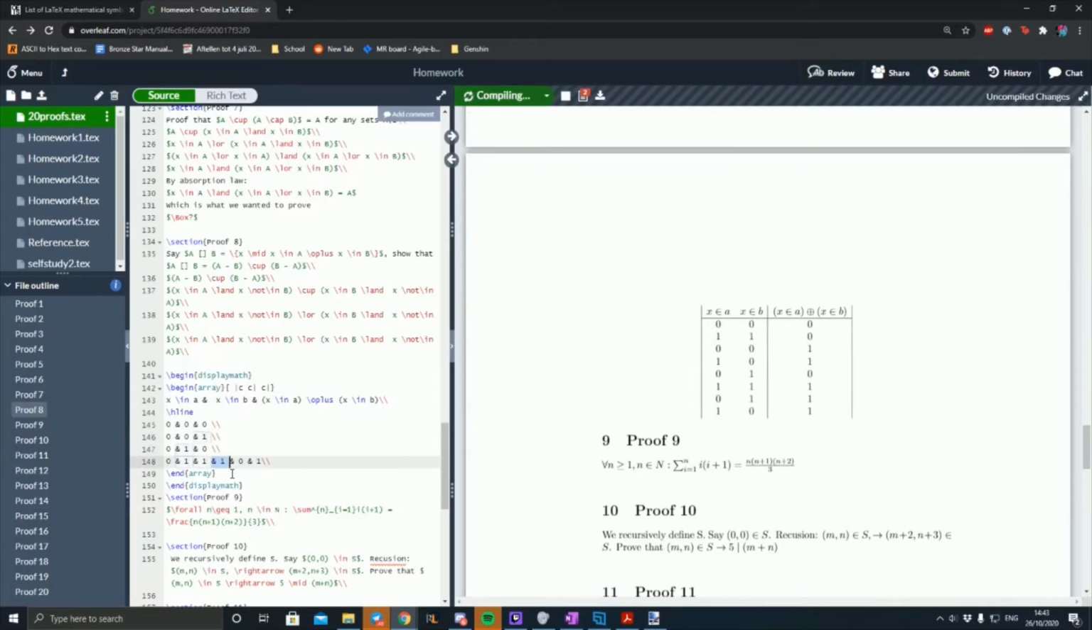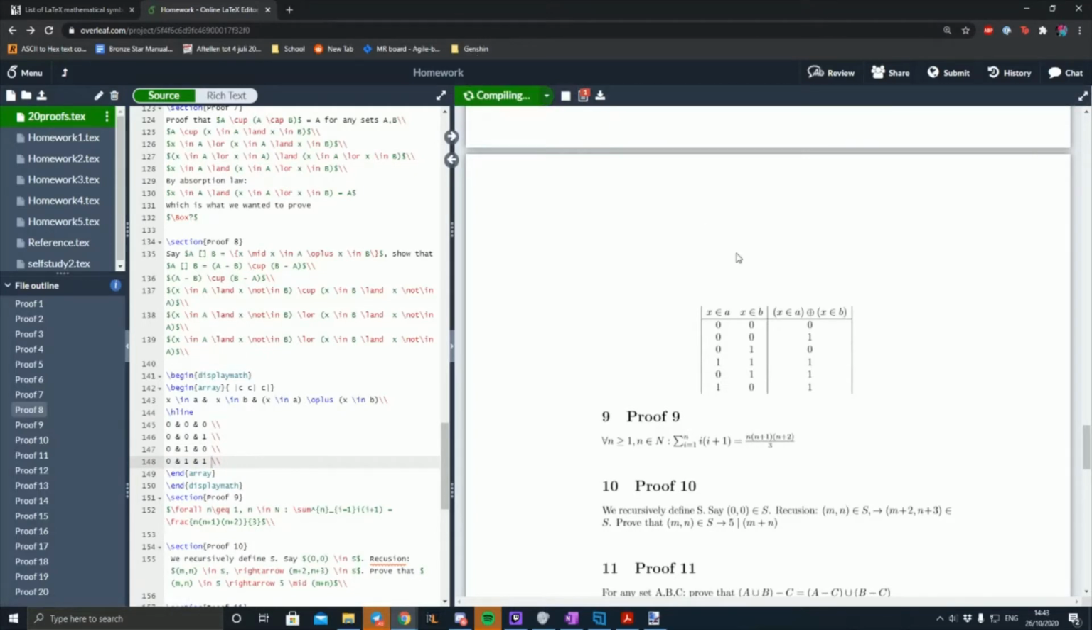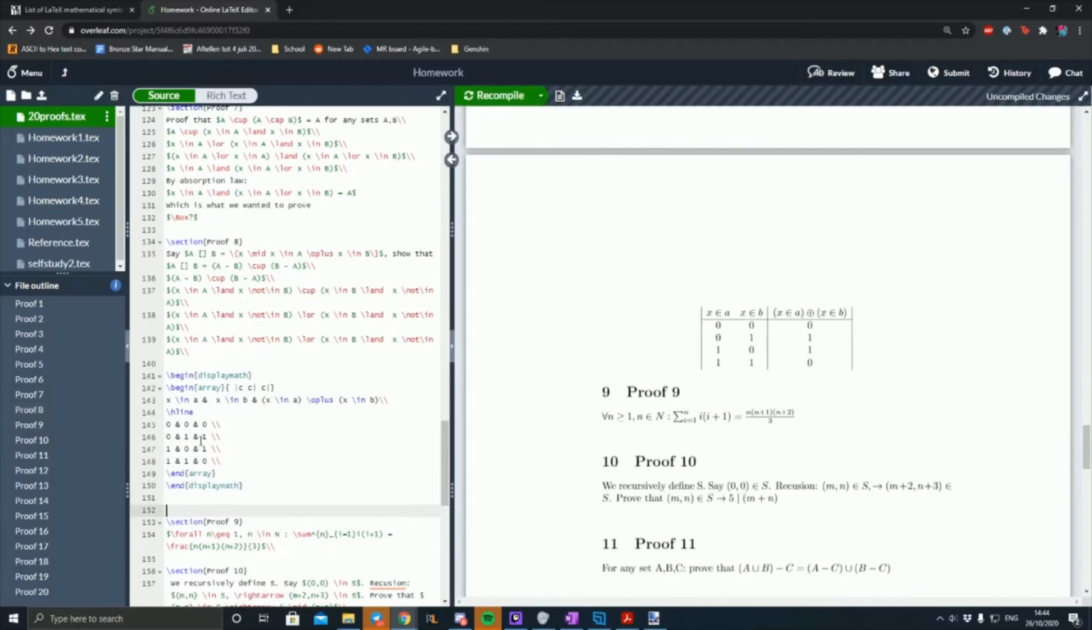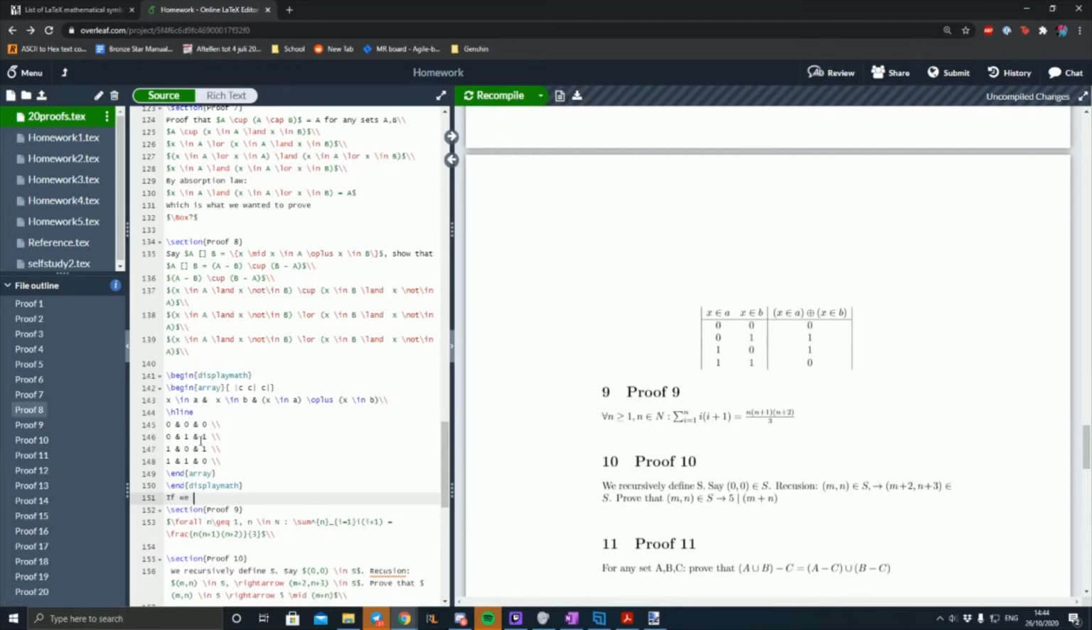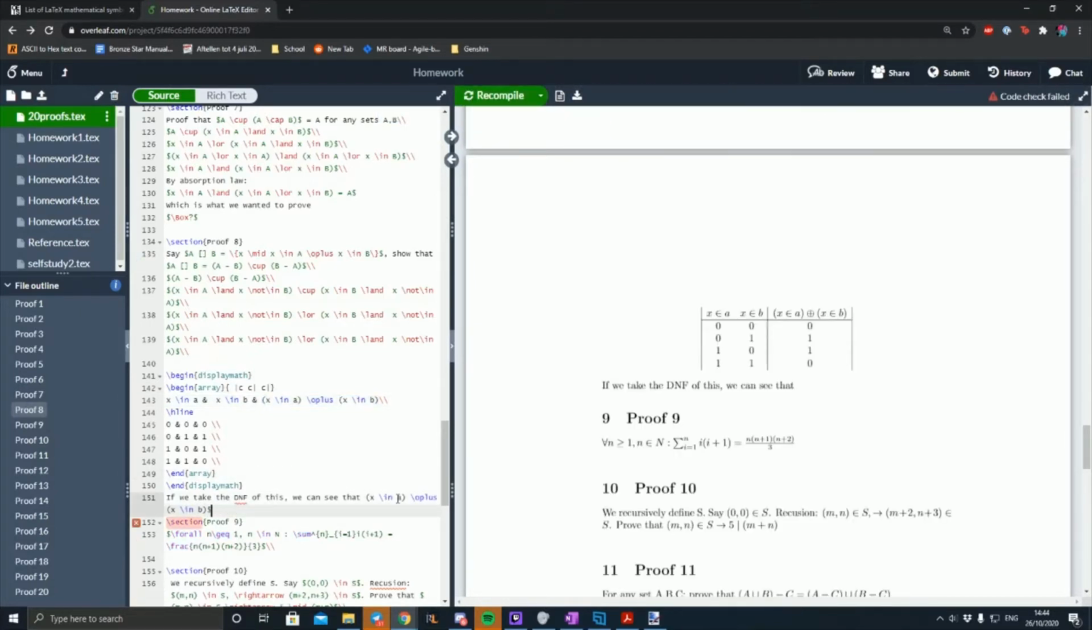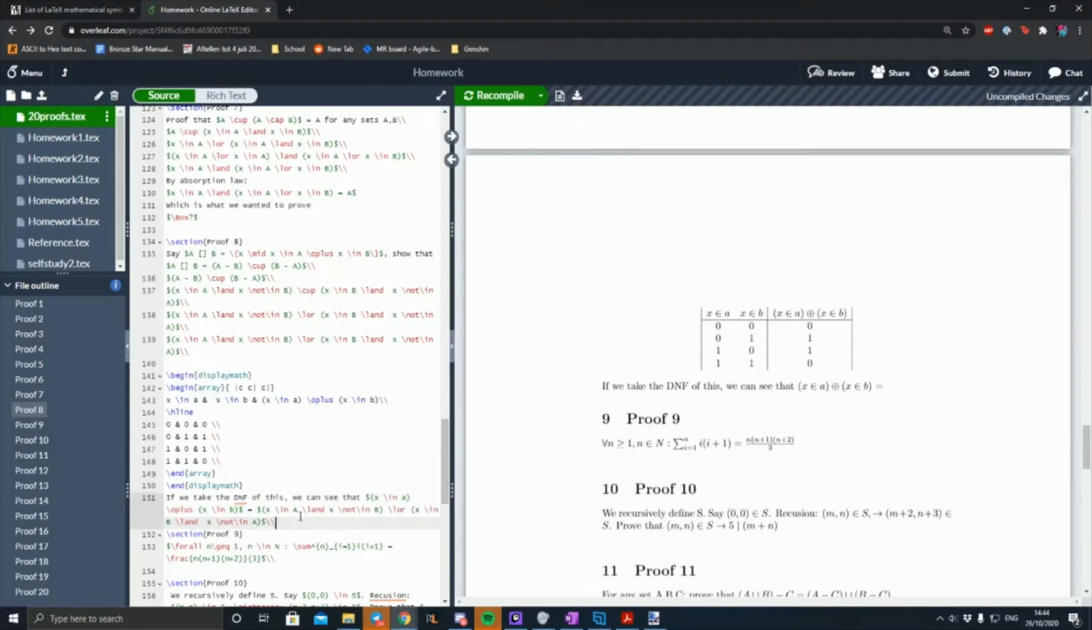Making truth tables in LaTeX is probably not the best idea on your exam, but they're probably not going to ask you to. And if they do, they're going to give you an easier format. So 0, 1, 0, 1, 0, 0, 1, 1. An exclusive OR is this. Okay, if we take the DNF of this, we can see that this thing, and put this into the big math signs, is equal to this thing.